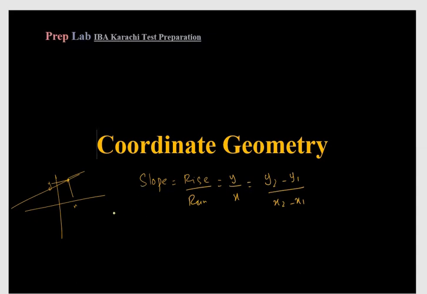And what is the slope intercept form? Y is equal to mx plus c. So here m is the slope, and y and x are the points, and c is the y-intercept. Okay, so this is the basic standard form of the equation. This way you can solve for the equation of any given point.